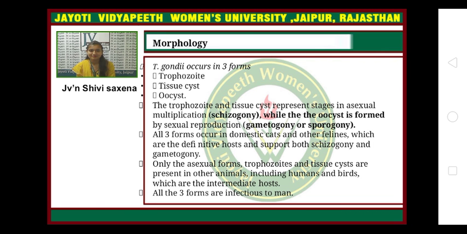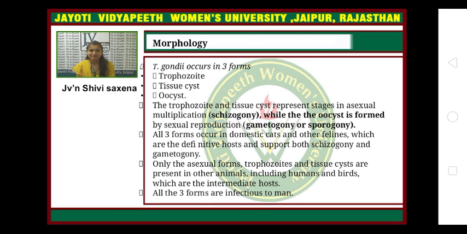Morphology. Toxoplasma gondii occurs in three forms: trophozoite, tissue cyst, and oocyst. The trophozoites and tissue cysts represent stages in asexual multiplication, while the oocyst is formed by sexual reproduction.